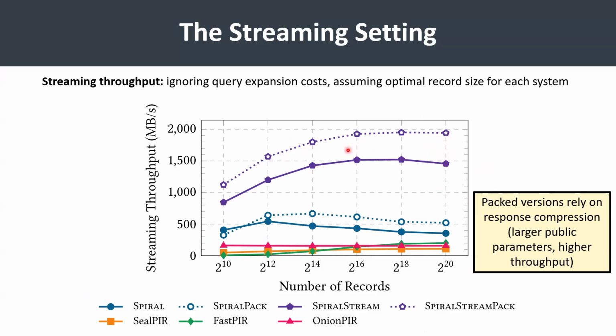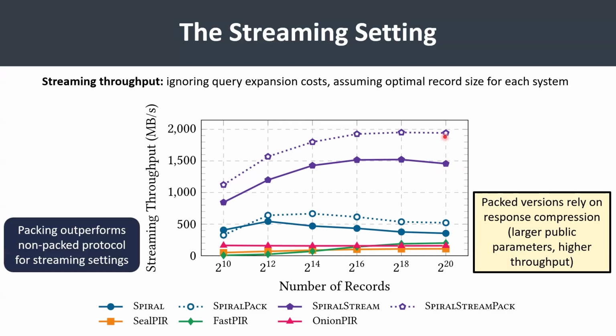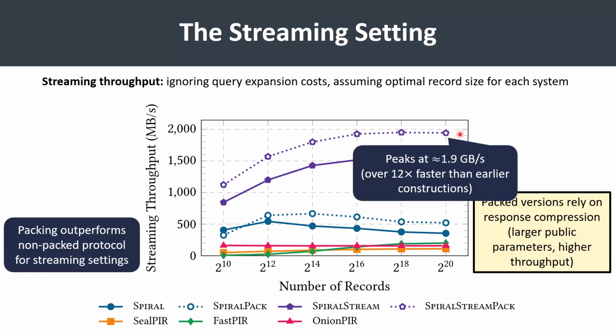So we can get throughput on the order of, I think, 1.5 gigabytes per second to something like 2 gigabytes per second. Right, so we peak at something like 1.9 gigabytes per second. This is over 12x faster than any previous PIR construction. So again, it shows that using these lightweight homomorphic operations, this Regev and GSW, is great for throughput on the server side. You pay at the cost of communication, but if you don't care so much about compressing the upload, now suddenly you can get much better performance.